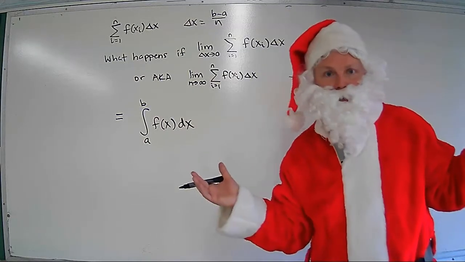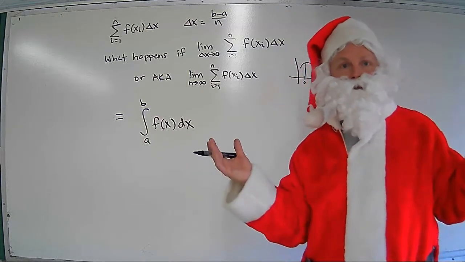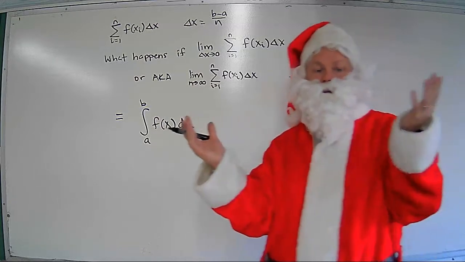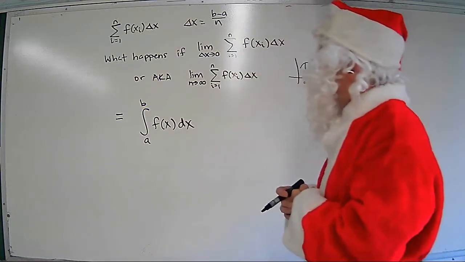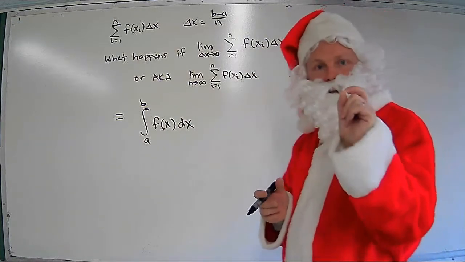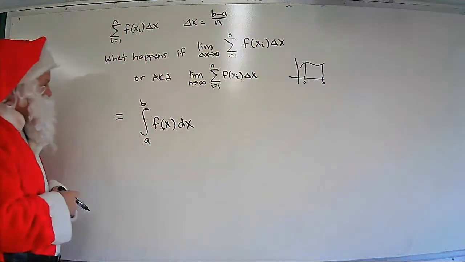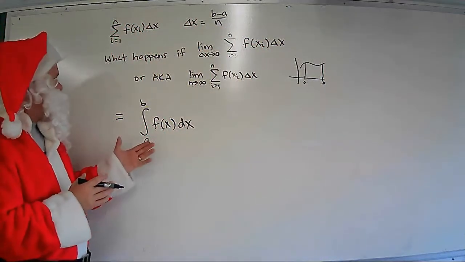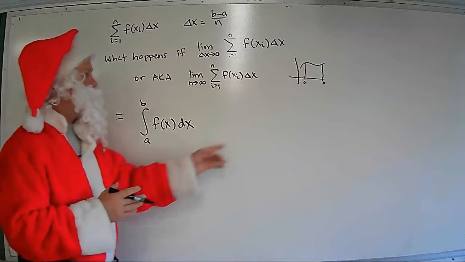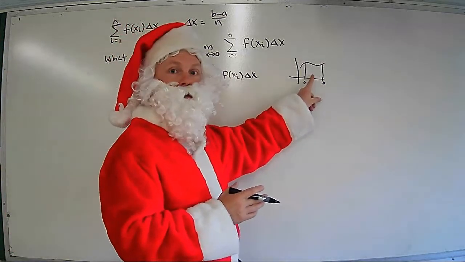When you first learned slope back in Algebra 1, you learned slope as delta y over delta x, or change in y over change in x, right? So when delta x goes to 0, it becomes infinitely small. So this is actually going to give us the exact answer to that area.